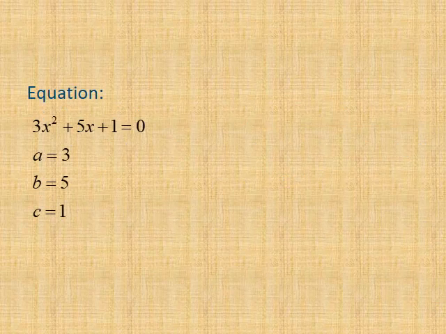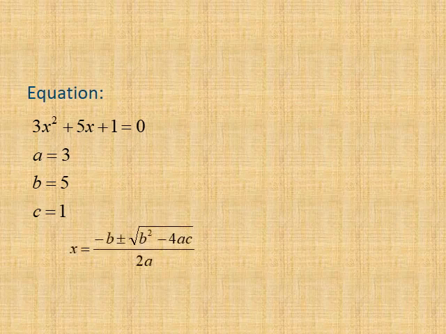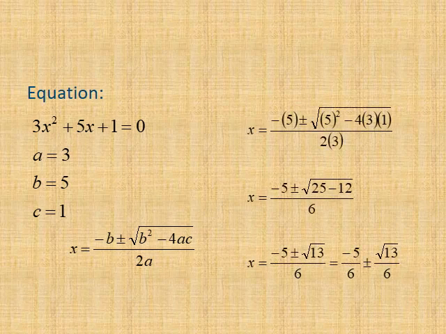Another example, here we have 3x squared plus 5x plus 1 equals 0. So a equals 3, b equals 5, c equals 1. Let's use x equals negative b plus or minus square root b squared minus 4ac over 2a. First, negative b means negative 5, plus or minus root 5 squared minus 4 times 3 times 1, over 2 times 3. Finally, it will be negative 5 plus or minus root 13 over 6.